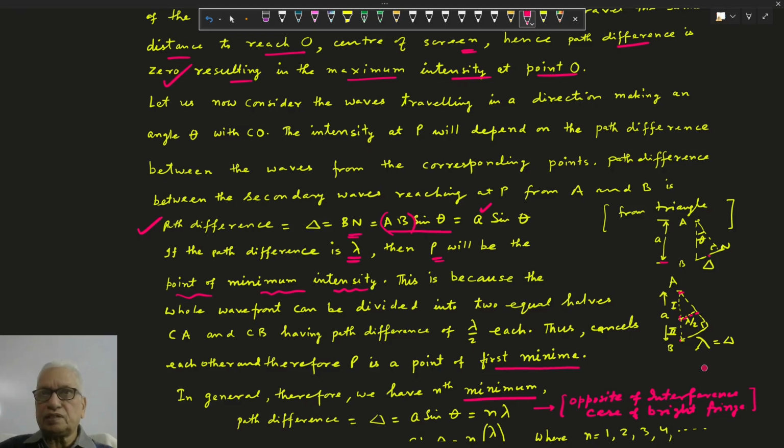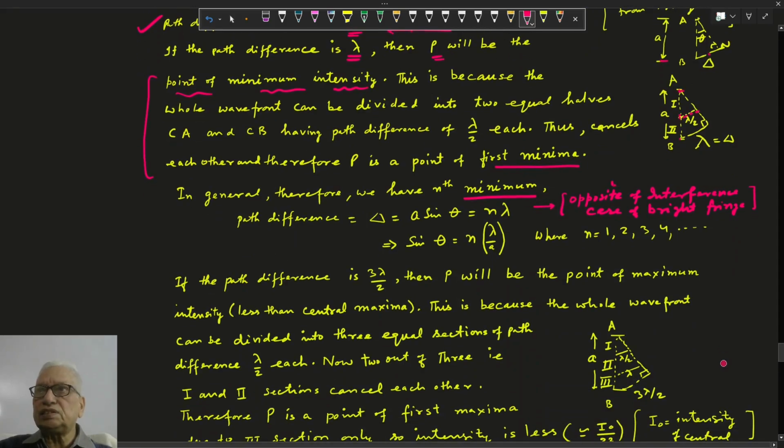You see, this is an important point. In the interference pattern, n lambda gave us a bright fringe, but here it is the opposite, dark. It is the opposite of the interference case of bright fringe: here we are getting the dark fringe. In interference it is bright, for diffraction the same condition gives dark. The path difference a sin theta will be n lambda.